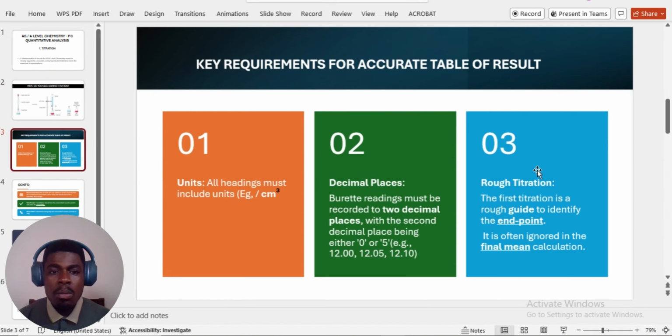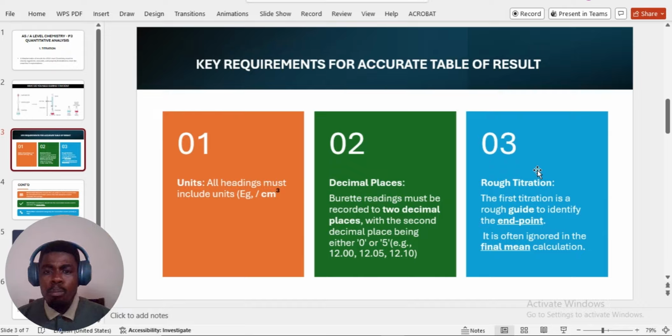With the accurate table of results, these are the major things that should go into the table. Not only 3, there are others. One is the unit. With the unit, all headings must include their unit. So for example, if it is a volume of FA1, then you put / cm³, initial burette reading / cm³, final burette reading / cm³. This is what the examiner wants you to do.